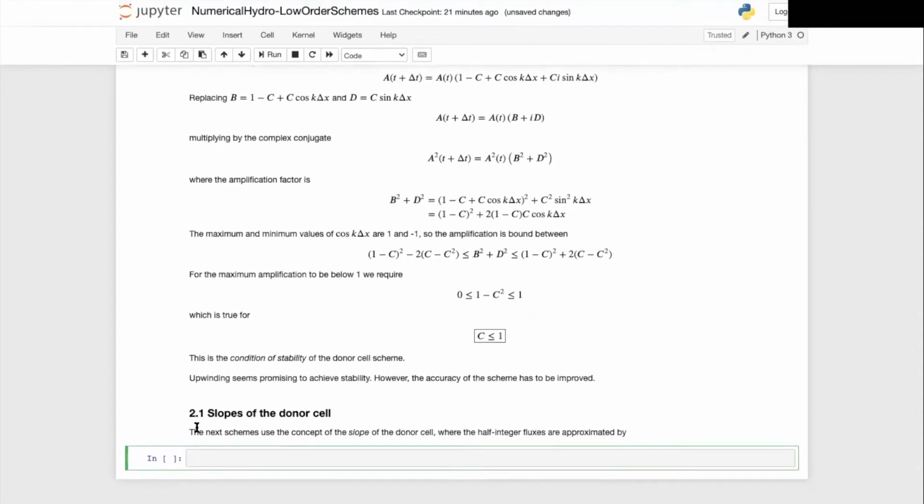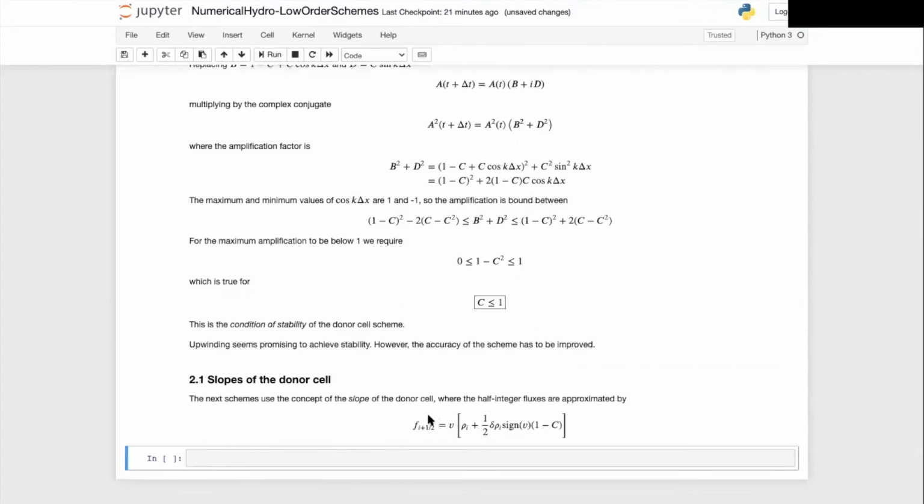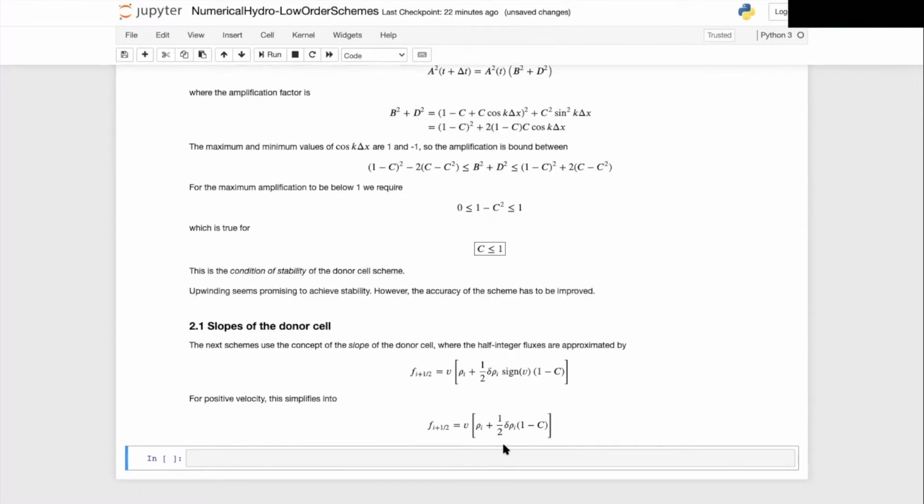Let's consider then other schemes that make use of the concept of the slopes of the donor cell. Again, we're going to make use of the recurrency relationship with the fluxes at the half integer points. In this scheme, the half integer flux is approximated by this expression. Now, if the velocity is positive, this simplifies into this expression.